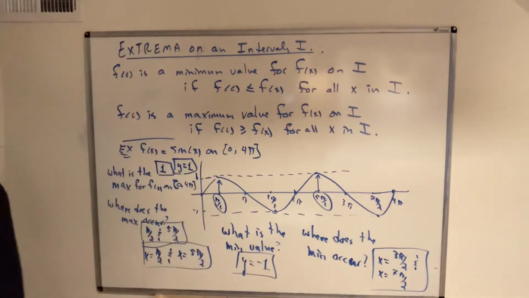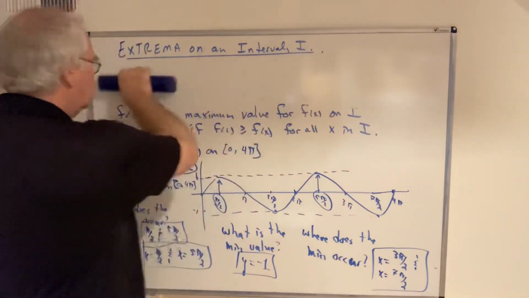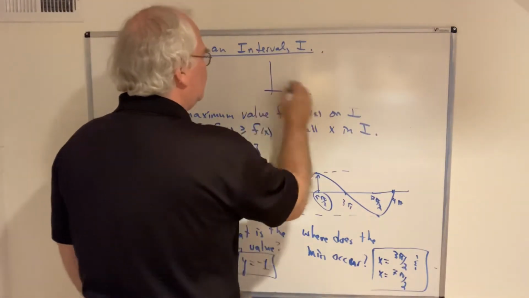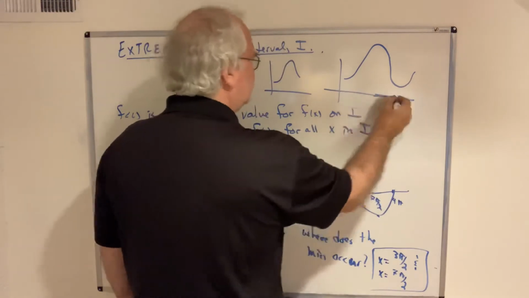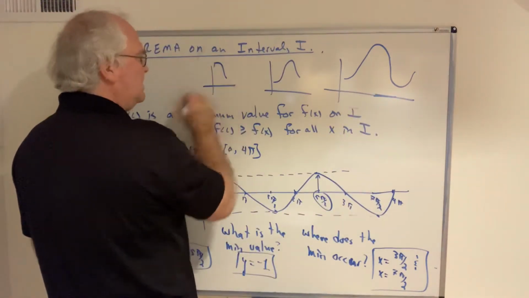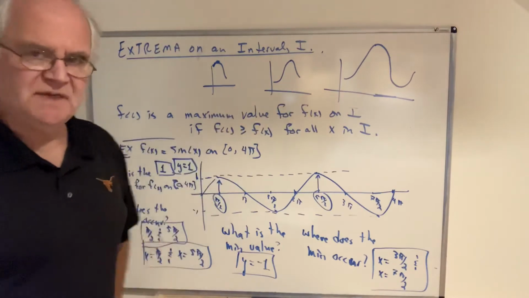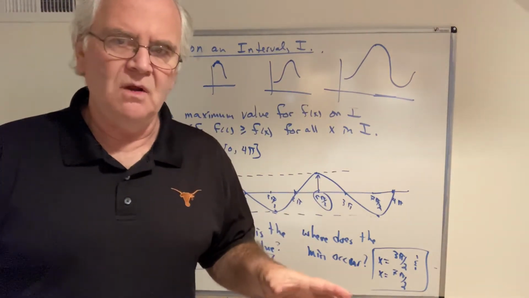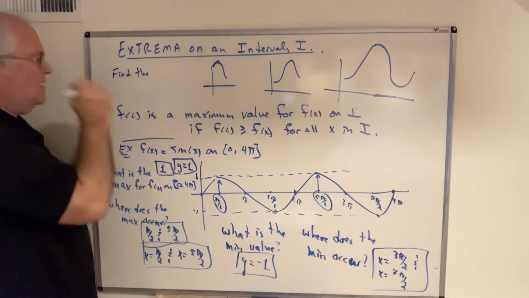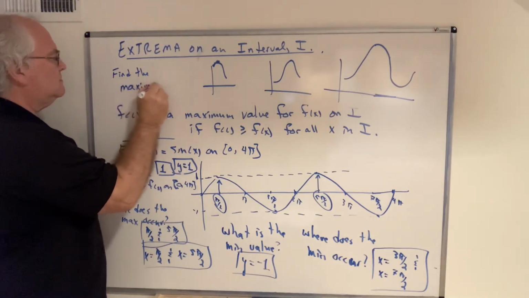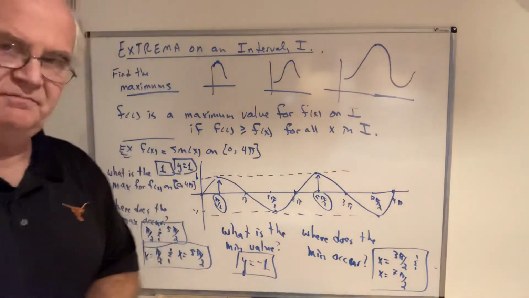So we have now a Latin lesson. This graph has a maximum. This graph has a maximum. This graph has a maximum. Here, here, here, wherever they are. So we might say on all 3 of these graphs, find the maximum value. Or we might say find the maximums. Well, maximums isn't really correct.